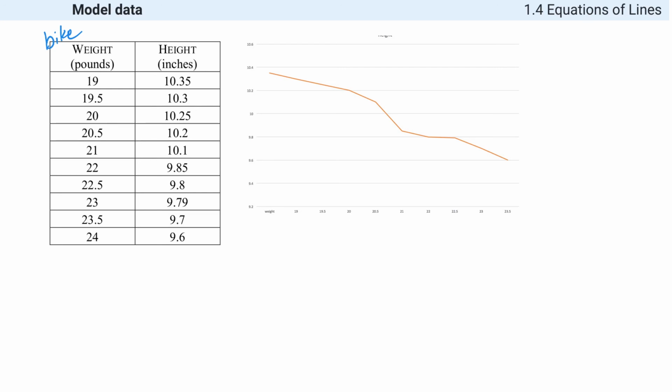Anyway, so if your bike weighs this much, then an average height of jumping would be 10.35. If your weight is 24, then the average height of the jump would be a little bit less. And that makes sense. A heavier bike, it's going to be harder to jump on. I've plotted the data over here. And notice it is not perfectly straight, but when you take a look at it, generally there's a straightness to it. So if I were to draw a line of best fit, it might be something like that.